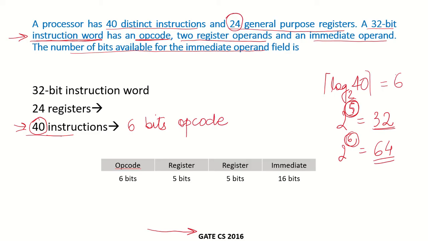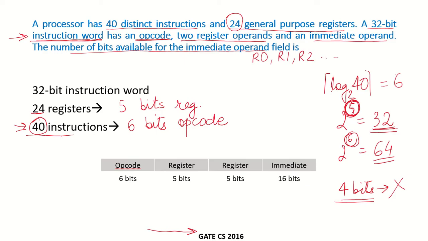Now there are 24 general purpose registers. If we take 4 bits, we can encode at most 2 to the power of 4, which is 16 registers. That is not enough, so we need more than 4 bits. 2 to the power of 5 is 32, or you can take the ceiling of log of 24, which gives 5 bits. So each register encoding requires 5 bits. With 24 general purpose registers, you would have R0, R1, R2 and so on till R23.